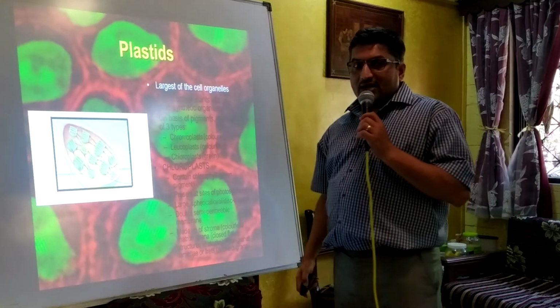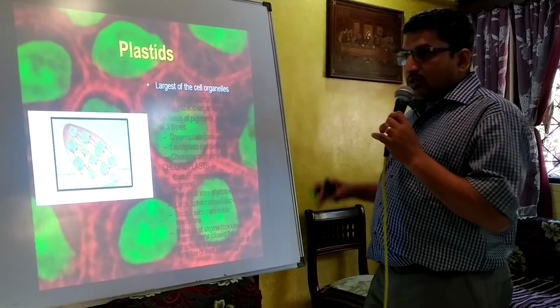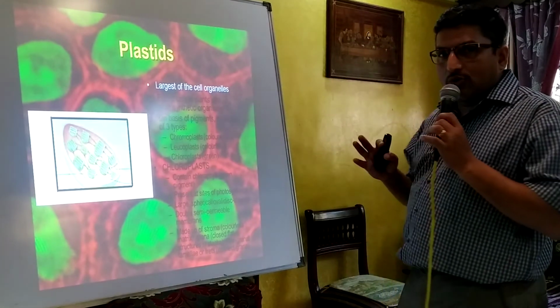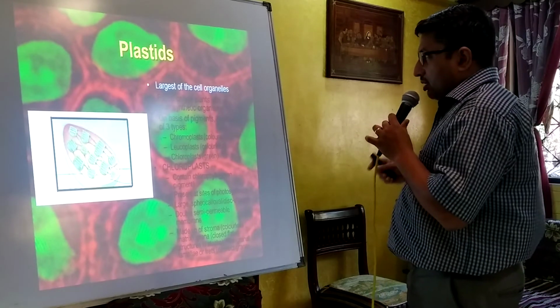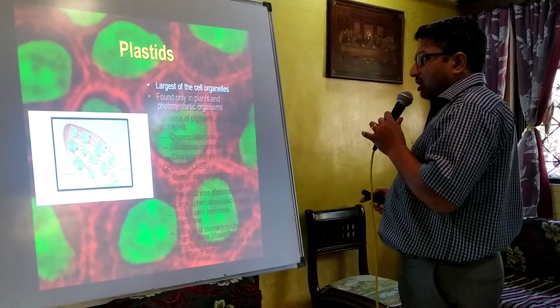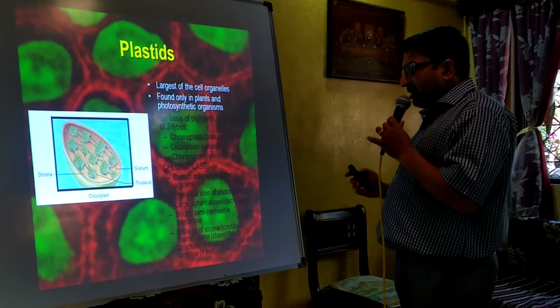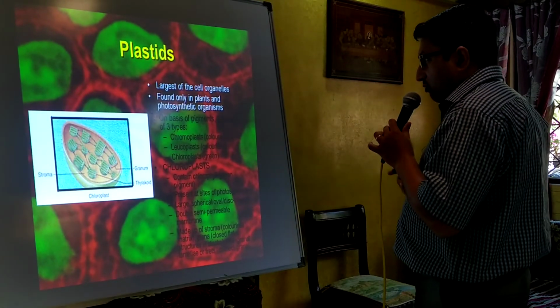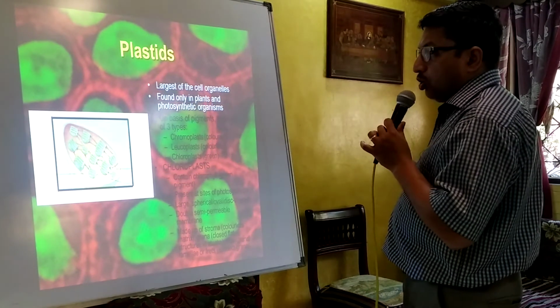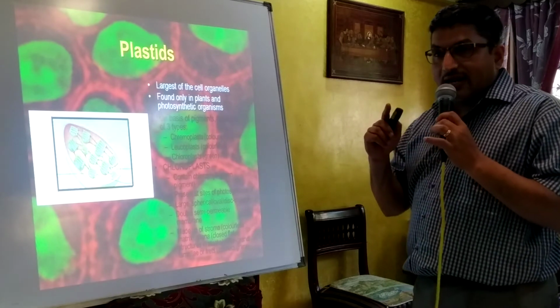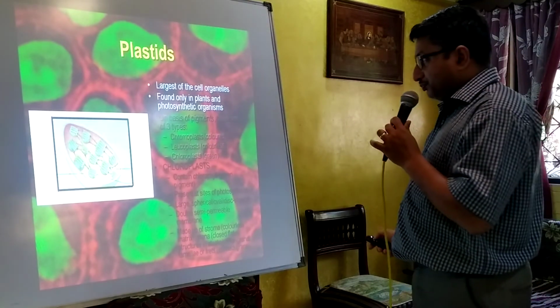Then we move on to plastids. There are different types of plastids, and plastids are only found in the plant cell. The largest of the cell organelles, found only in plant cells. One major type is known as a chloroplast. It is found only in the plant cell and helps in photosynthesis.